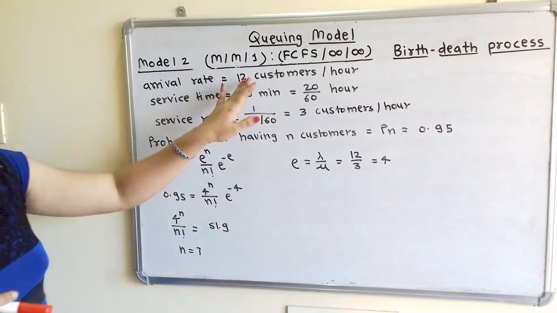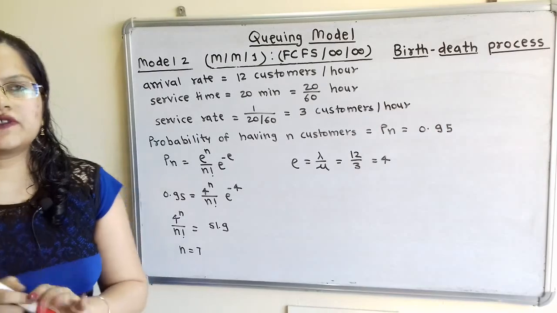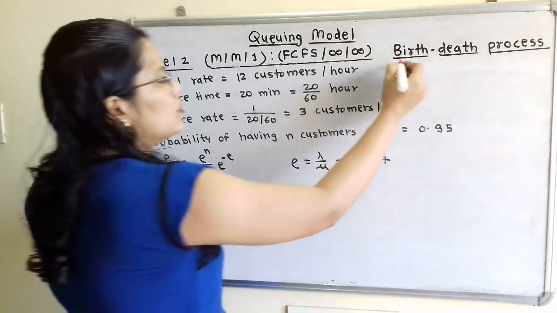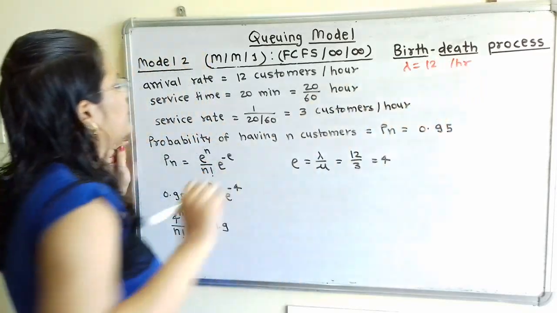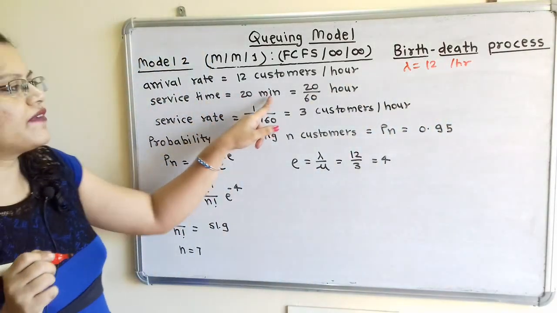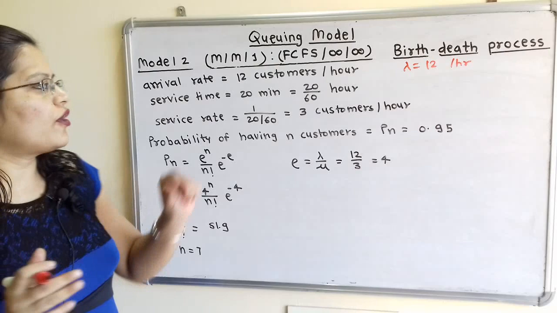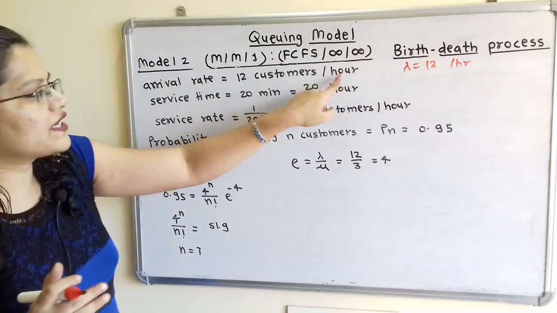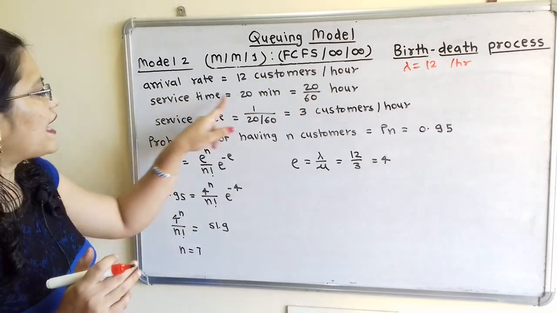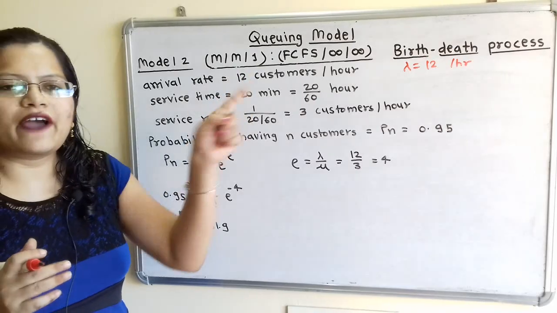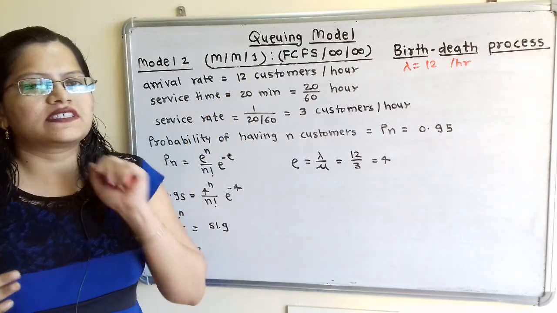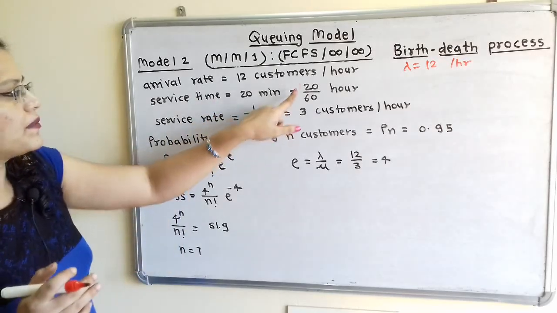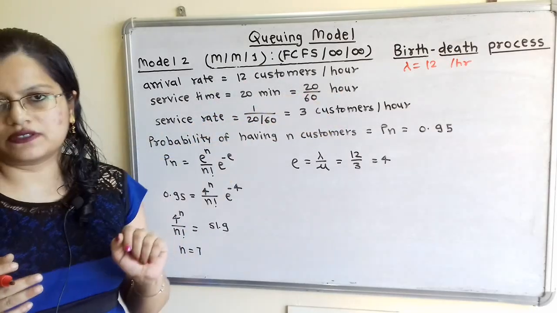The arrival rate is given as 12 customers per hour. So we can say that lambda is equal to 12 customers per hour. Service time is given as 20 minutes. Arrival rate is given in hours but this time is given in minutes, so we have to convert it into hours. There are 60 minutes in 1 hour, so 20 minutes means 20 by 60 hours.